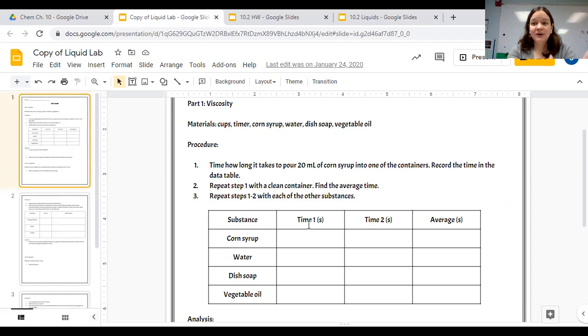So your independent variable are your different substances, and then your dependent variable is the time that it takes for them to move or to pour. And you may not be able to get exactly all 20 milliliters to pour out. Sometimes they stick really a lot in the graduated cylinders, especially the corn syrup is going to stick. And then when you're done with this one, you can just pour it all down the sink, wash out your graduated cylinders. Anything that seems like it should be washed, wash it out.